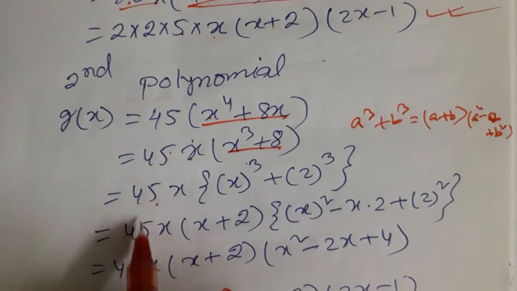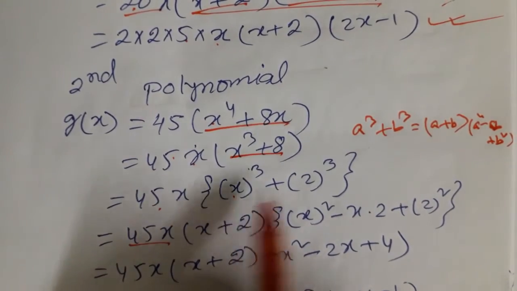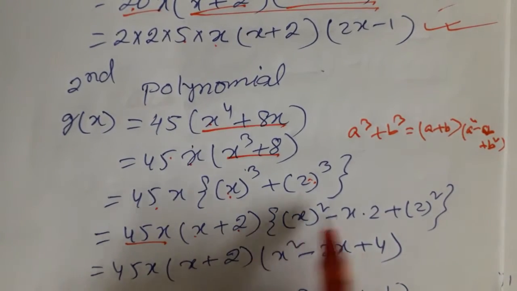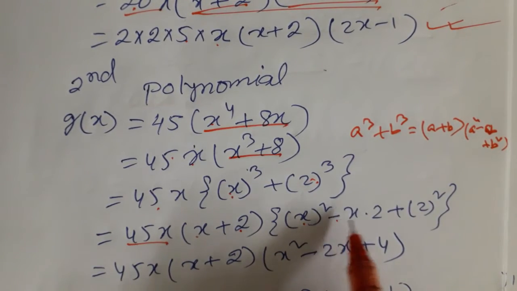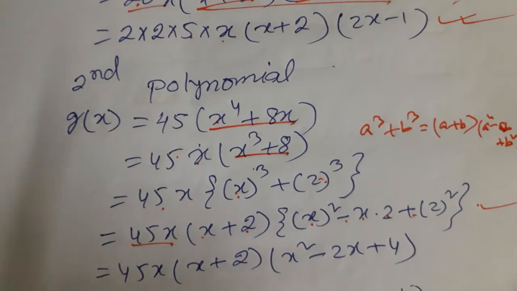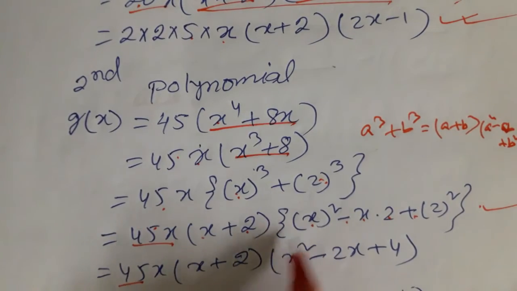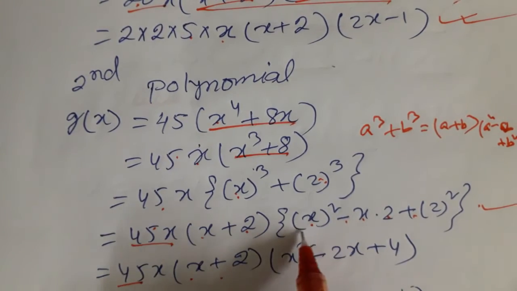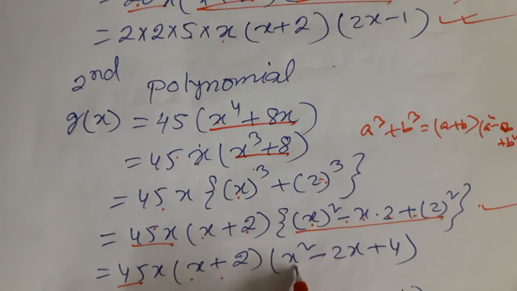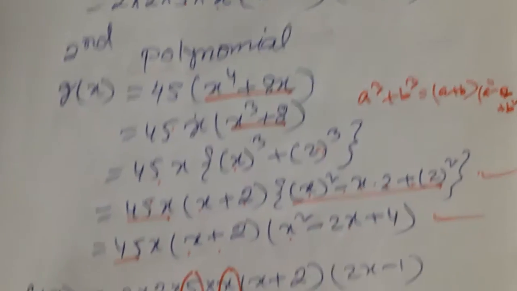Here 45x I have written as it is, this one a and this one b, that is a plus b, that is x plus 2 into x square minus ab plus b square. And 45 again I have written this one and this one also, and this one I have removed the square part, that is x square minus 2x, 2 square means 4.